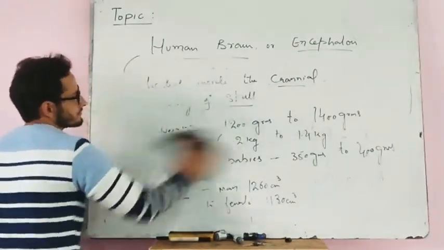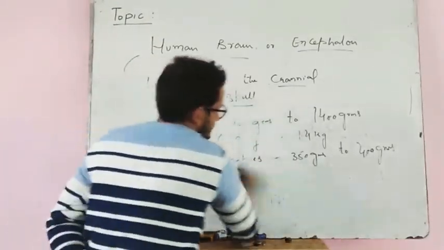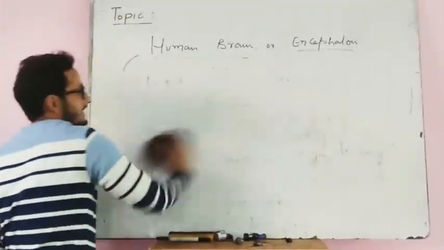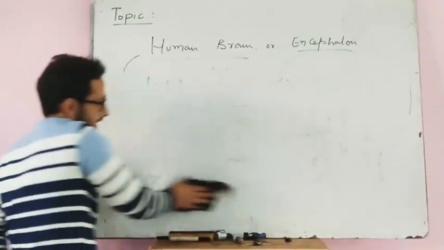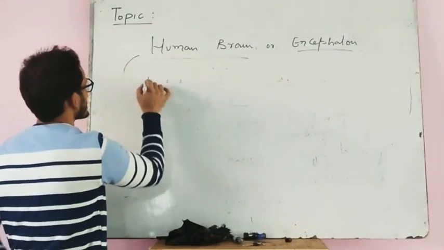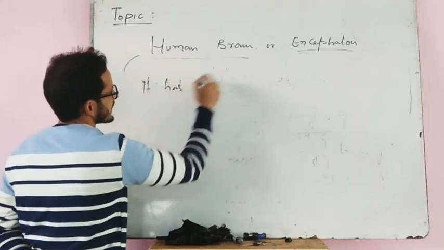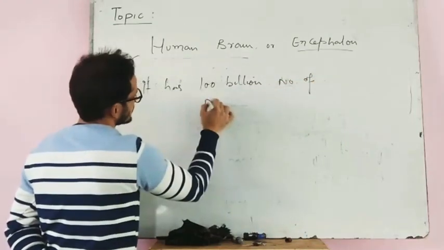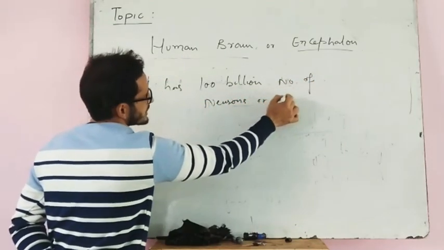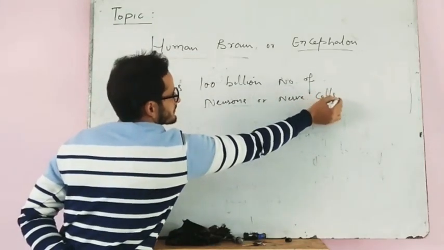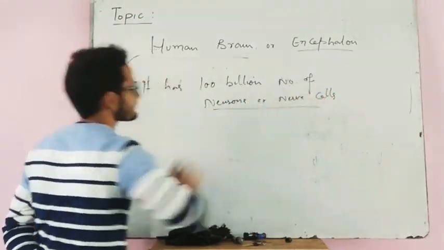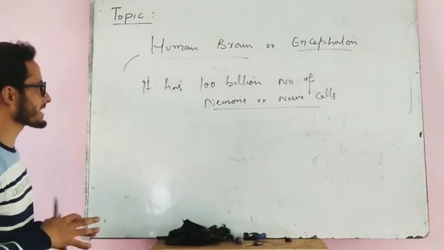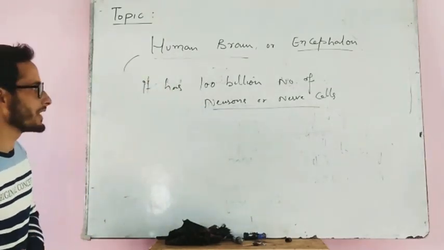And the human brain is found inside the cranial cavity of skull, and it has about 100 billion neurons, or we can say nerve cells. This is the human brain which is located inside the cranial cavity and has 100 billion nerve cells.